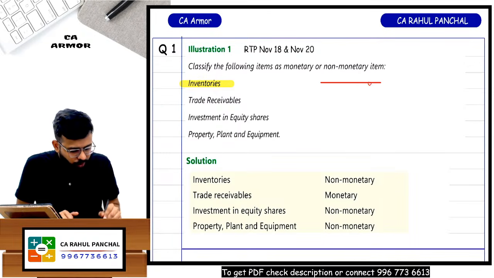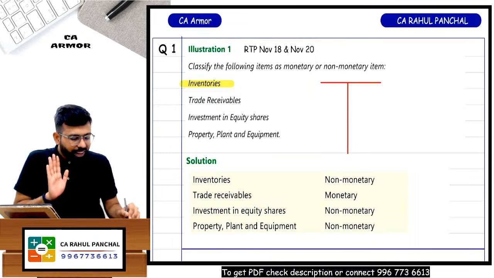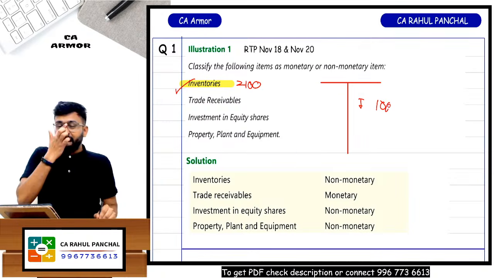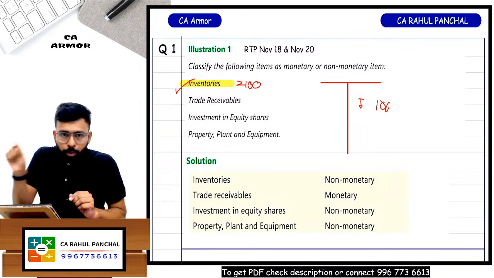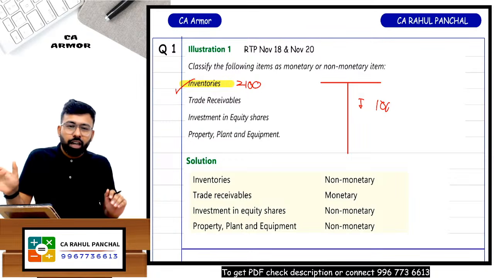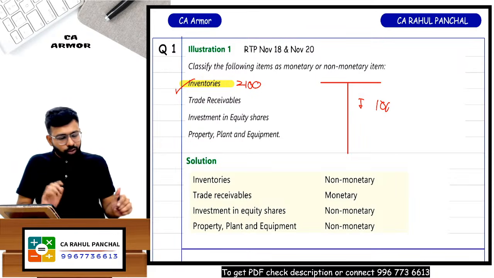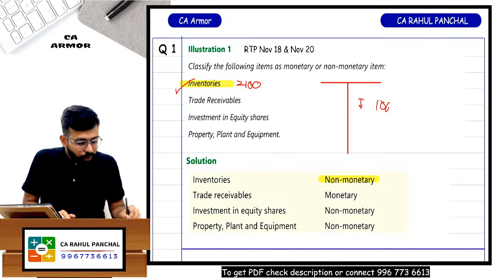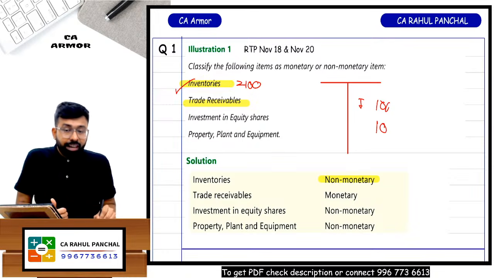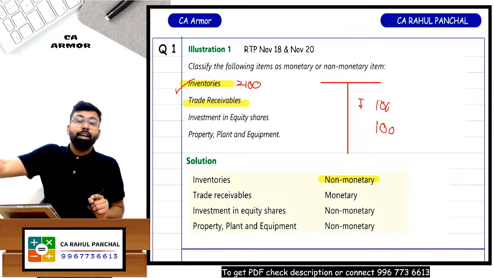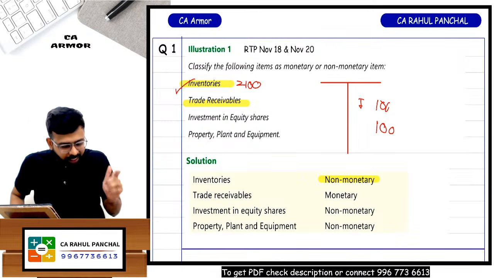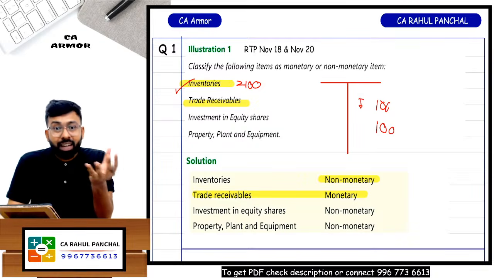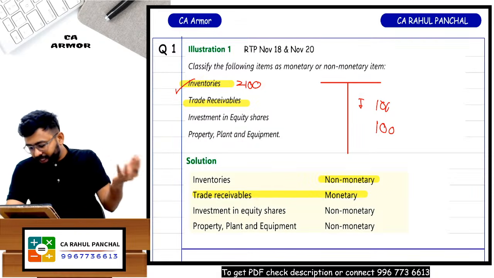Inventory. Sir, when you say inventory, do you have the right? Let us say inventory is appearing at 100 rupees. Can you say that this person is going to give me 100 rupees? No. When you sell the inventory, you can get more than that or less than that. So it is non-monetary, not in money terms. But when you say trade receivable 100, it means you will get 100 rupees from someone. For sure, you have the right. So trade receivable is a monetary item, because you will get its money value. Monetary value you can easily get.